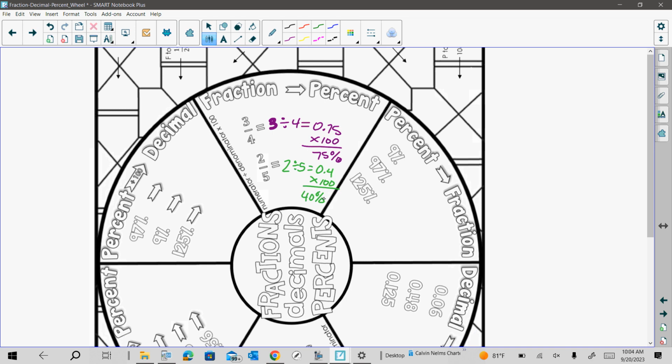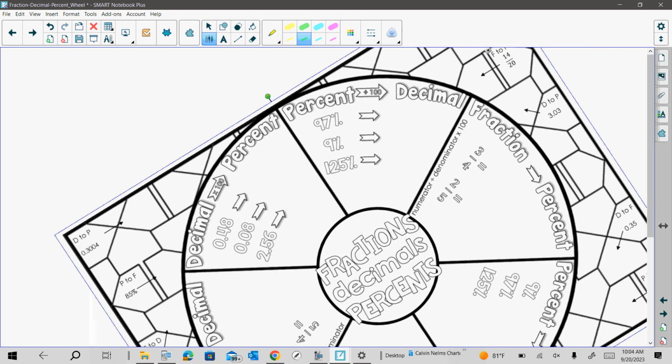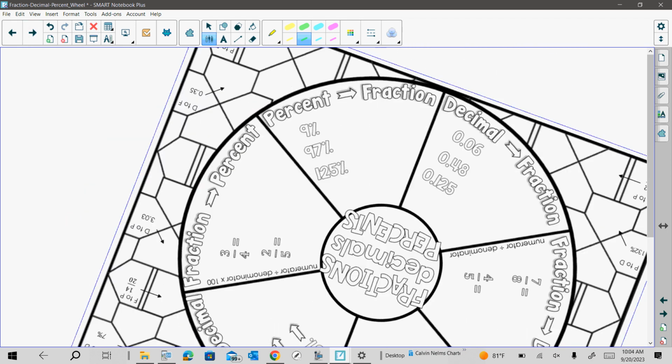So the notes or the steps, I'm trying to make sure they're in each pie piece here of what you have to do for each conversion. Okay. So fraction to percent, it says right here. Numerator, which is top number, divided by bottom number, then times 100. Alright, so for... I'm now going to percent to fraction, right here.